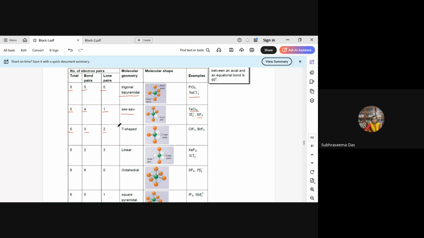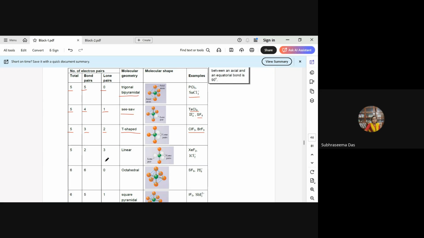So what happens, instead of the actual TBP shape, because of the presence of two lone pairs, the shape now changes to T-shaped. Here it has been shown in this figure how a T shape looks, and the common examples of molecules which are T-shaped in nature are ClF3 and BrF3.